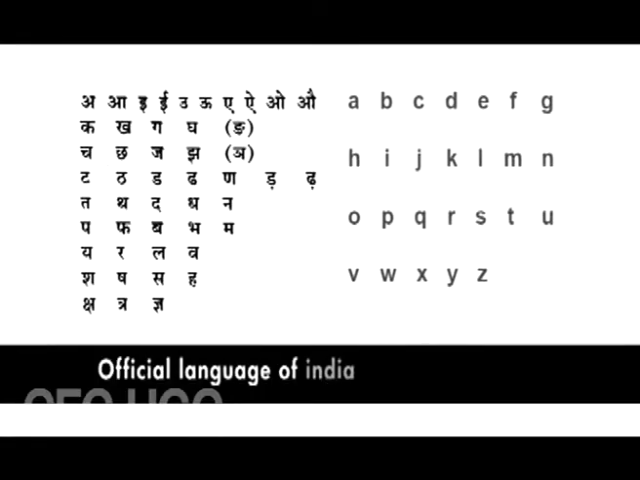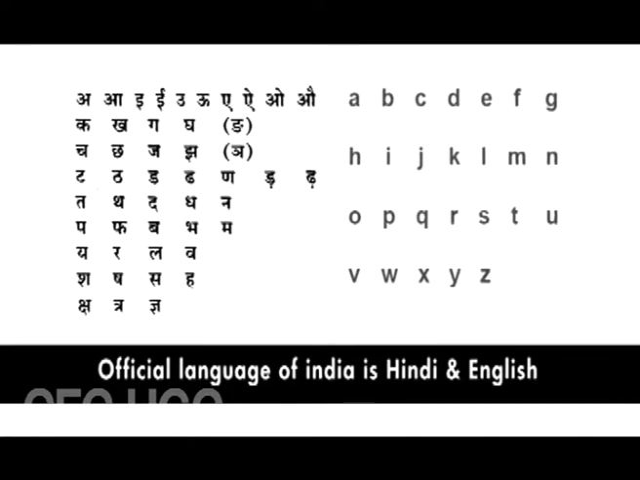Right now, our official languages are Hindi and English. During medieval times, it was Arabic or Persian. In ancient times, it was Sanskrit. As we can see, there is a link between each time in the language era.